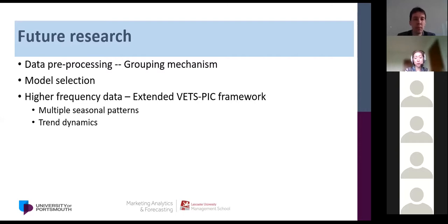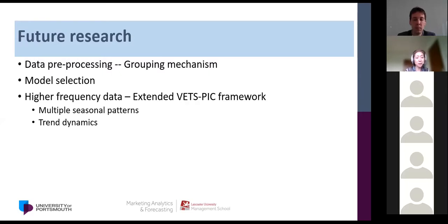Another way is that we could extend the current VETS-PIC framework to allow multiple seasonal patterns if we look at higher frequency data, and these are commonly available nowadays. So that's possible to do.